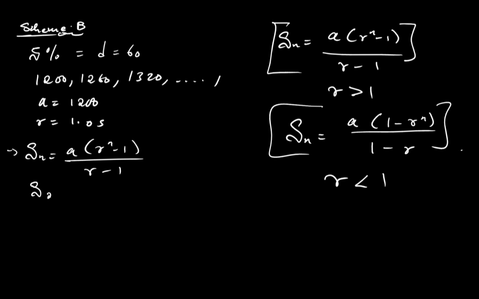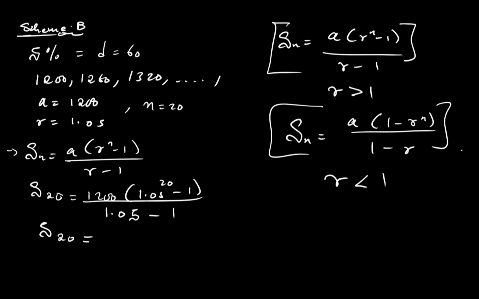Substituting our values, we know that n is the duration, which is 20 weeks. So the sum of 20 terms is equal to 1,200 times 1.05 to the power 20 minus 1, over 1.05 minus 1. We can just compute this on our calculators, and we'll have our sum equivalent to 39,679.14492. Therefore, the sum will just be 39,679.